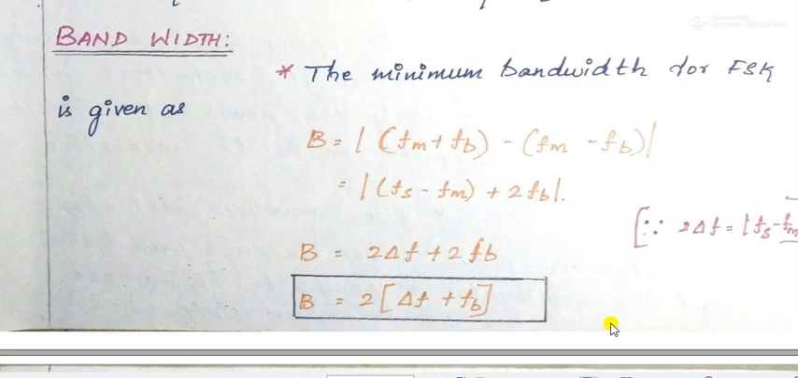Bandwidth. The difference between the upper cutoff frequency and lower cutoff frequency. So bandwidth here is Fs plus Fb minus Fm minus Fb. So Fs minus Fm plus Fb plus Fb, so that it is 2Fb. So Fs minus Fm is equal to 2 del f plus 2Fb. So 2 is common, so that 2 times del f plus Fb.